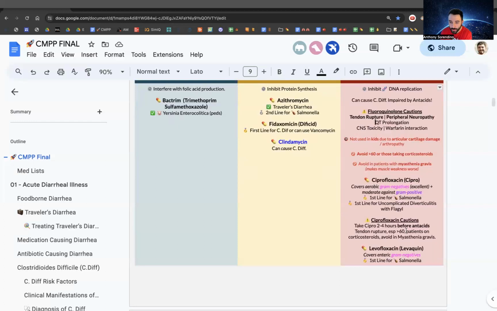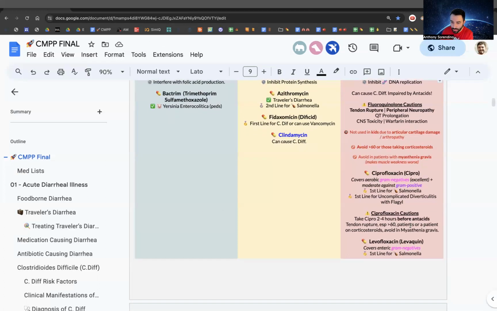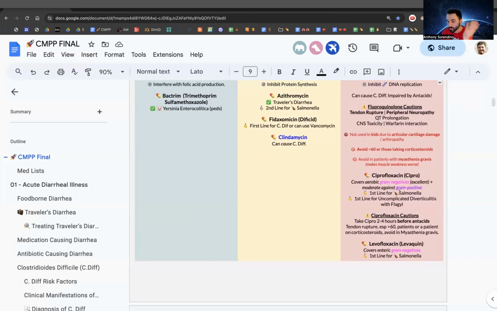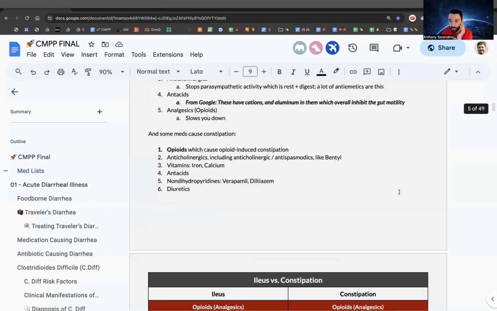Ciprofloxacin cautions. You want to take Cipro 2 to 4 hours before any antacids. Antacids can inhibit the effect of this. Tendon rupture, we said this already, especially greater than 60 patients. And I don't think it's if they're on corticosteroids. I think it's or a patient is taking them. But both are bad, and you want to avoid in myasthenia gravis. Last thing, levofloxacin. That's Levaquin. It covers enteric gram-negatives, and that is our first line for salmonella, I believe, with Cipro as well. So I should have put an or there, but you can use either.